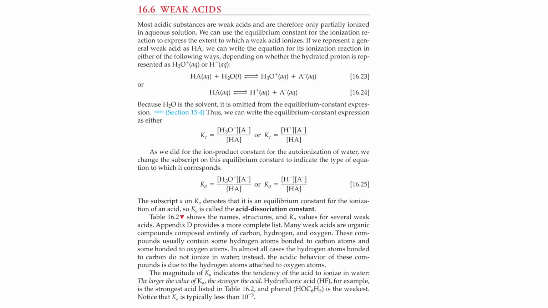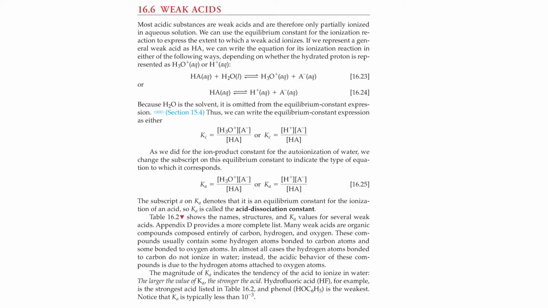Because water is the solvent, it is omitted from the equilibrium constant expression. Thus, we can write the equilibrium constant expression as either K sub C equals the hydronium concentration times the conjugate base concentration over the acid concentration, or as the proton concentration times the conjugate base concentration over the acid concentration. We did this for the ion product constant for ionization of water.